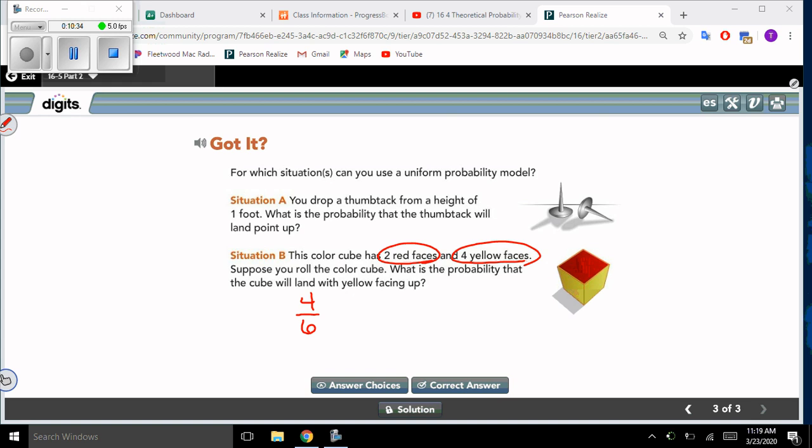Situation A: you drop a thumbtack from a height of 1 foot. What's the probability that the thumbtack will land point up? Again, you can't sit here and tell me that the chances of landing on its head or landing on its side are going to be equally likely. So we would think that for situation B you could use a uniform probability model. Situation B only. And again, I think you guys are going to find that a little bit confusing.